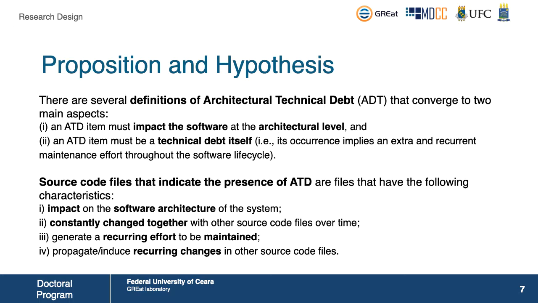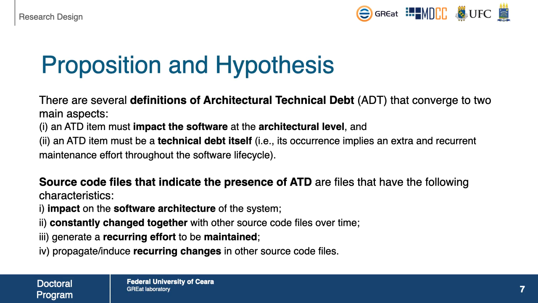The proposition and hypothesis. During our ATD studies, we have observed a particular pattern in source code artifacts over time. That is, they tend to change frequently and produce recurrent effort. Based on this, we made the following proposition. There are two main aspects. An ATD item must impact the software at architecture level, and the ATD item must be a technical debt. That is, the incurrence implies an extra and recurrent maintenance effort throughout the software lifecycle.